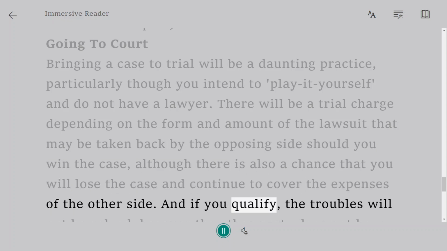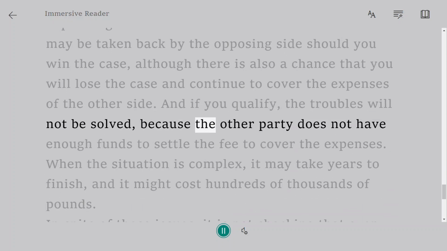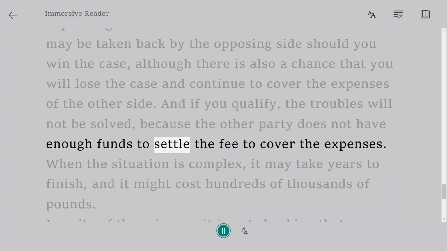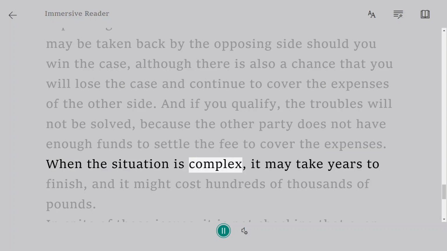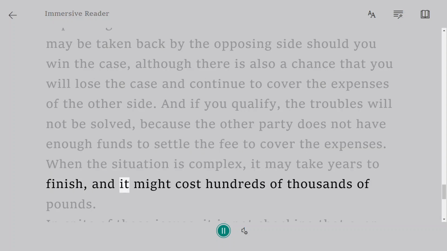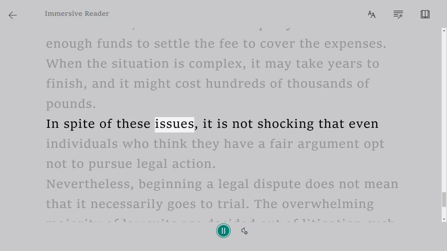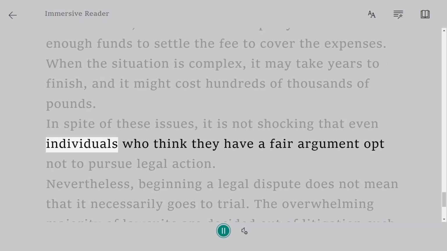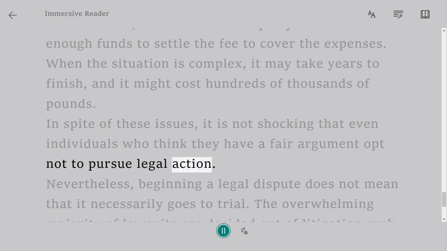And even if you win, the troubles will not be solved, because the other party may not have enough funds to settle the fee to cover the expenses. When the situation is complex, it may take years to finish, and it might cost hundreds of thousands of pounds. In spite of these issues, it is not shocking that even individuals who think they have a fair argument opt not to pursue legal action.